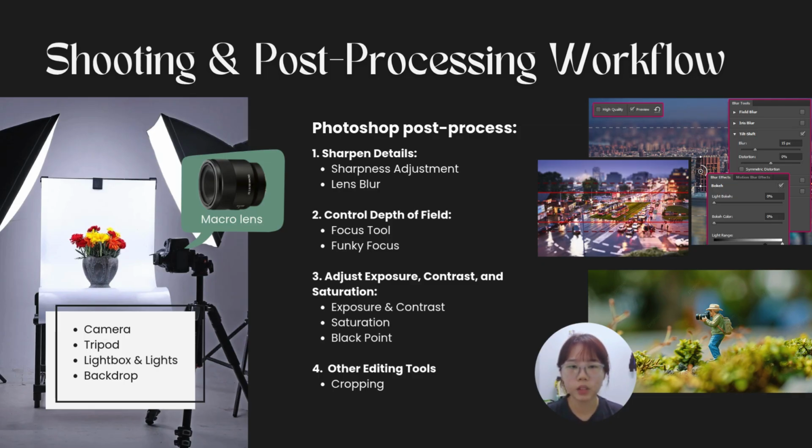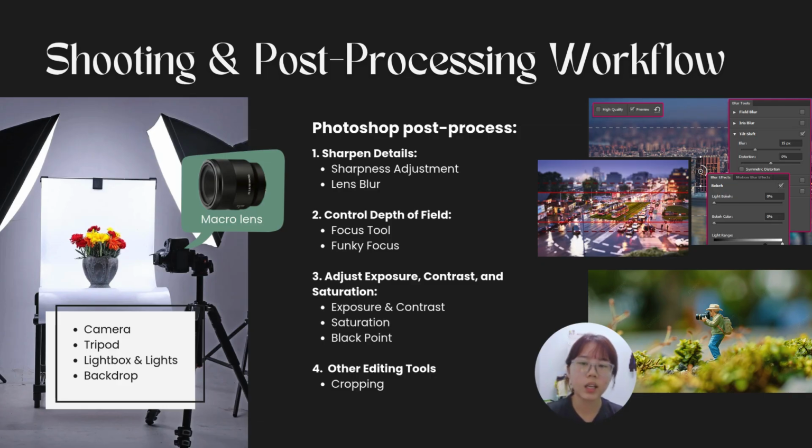So for the post-processing workflow in Photoshop, sharpening details is needed for editing, where we need to use the sharpness adjustment and lens blur. The second one is controlling depth of field, where we need to blur and also focus the photograph. Here we have the miniature photo. The top and bottom are blurred, focusing on the center only. The tools needed are the focus tool and also the funky focus.